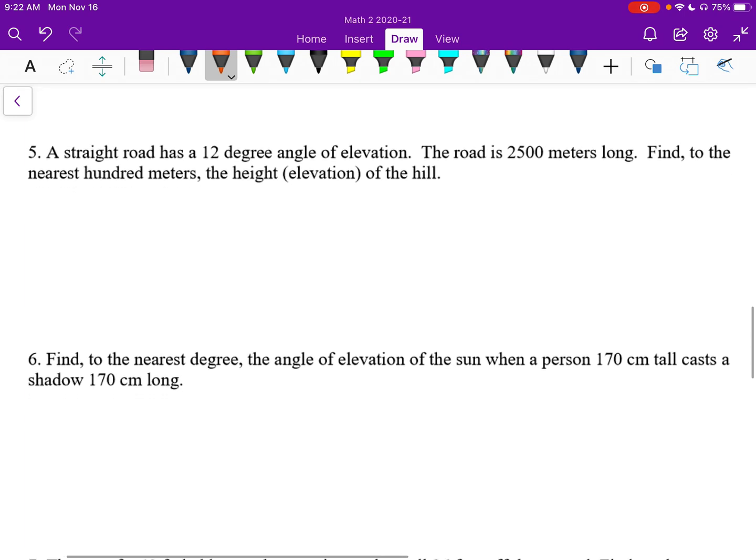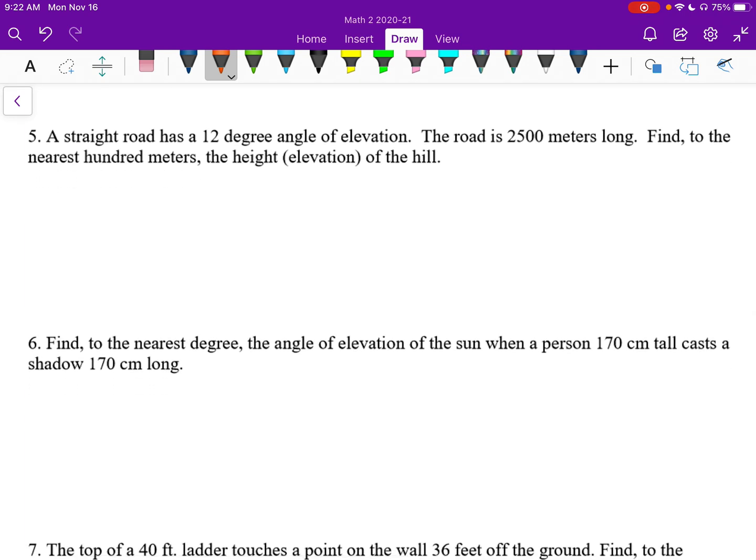Number 5. A straight road has a 12-degree angle of elevation. The road is 2,500 meters long. Find to the nearest 100 meters the height or the elevation of the hill. So what we've got here is a road that goes uphill. So here's our road, with 2,500 meters long. And we're supposed to find the elevation.